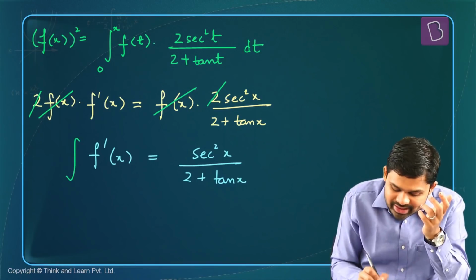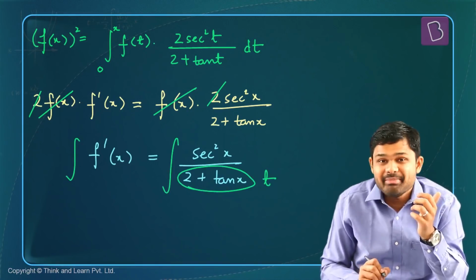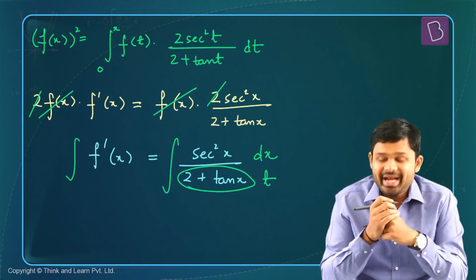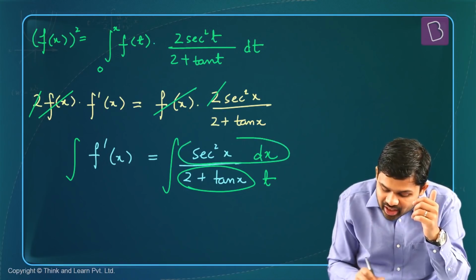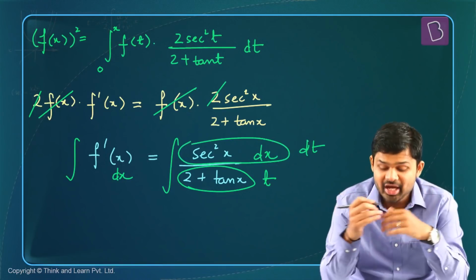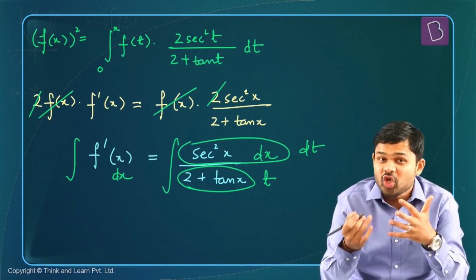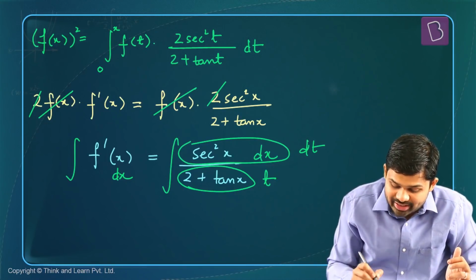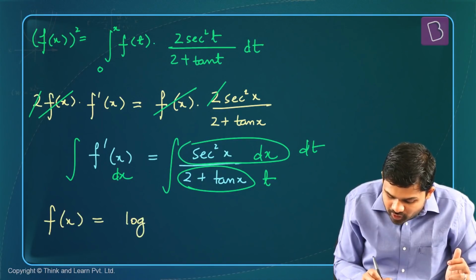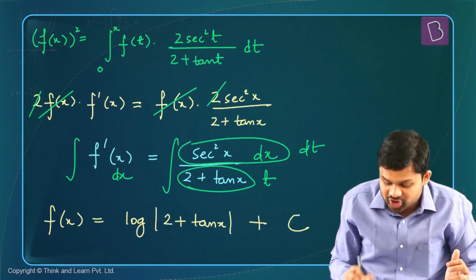Integrating this is going to be simple because you're going to take 2 plus tan x as your new variable t. Then your secant square x dx, this entire thing here, will be equal to dt. Do not forget the dx here because you are integrating. So you have dt upon t to be integrated. That is nothing but log of mod t. So you're going to get the value of f of x to be equal to log of mod 2 plus tan x plus the constant of integration.